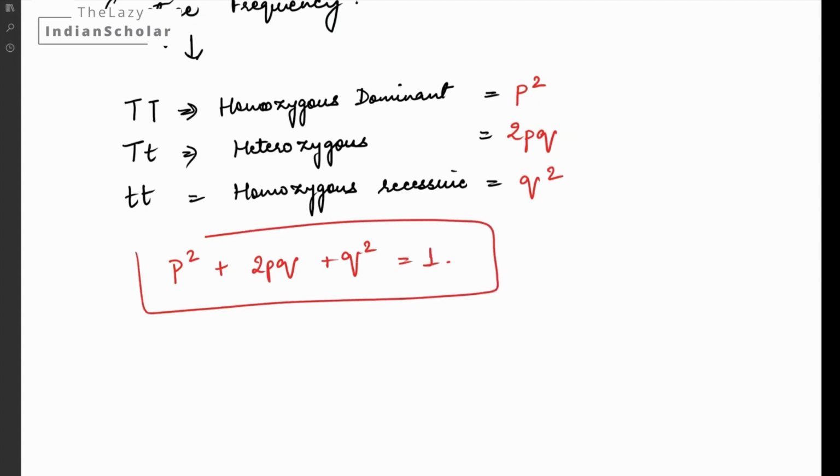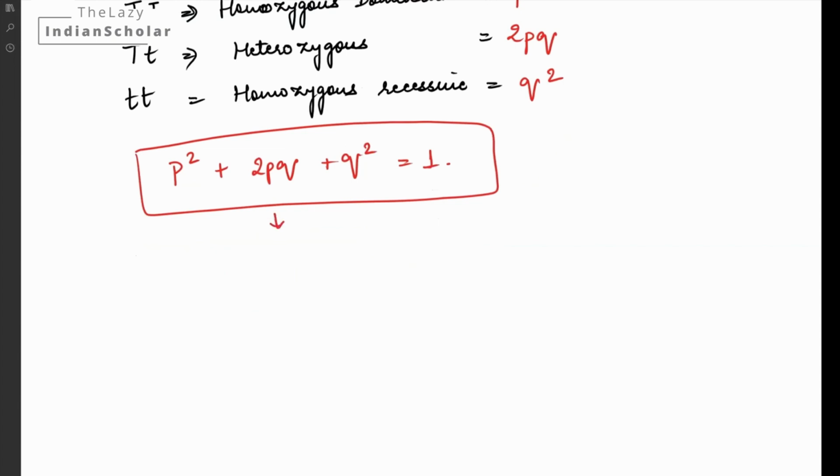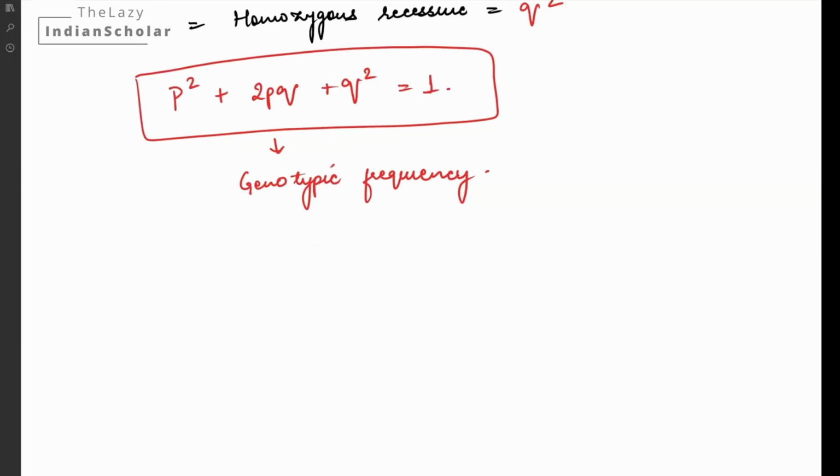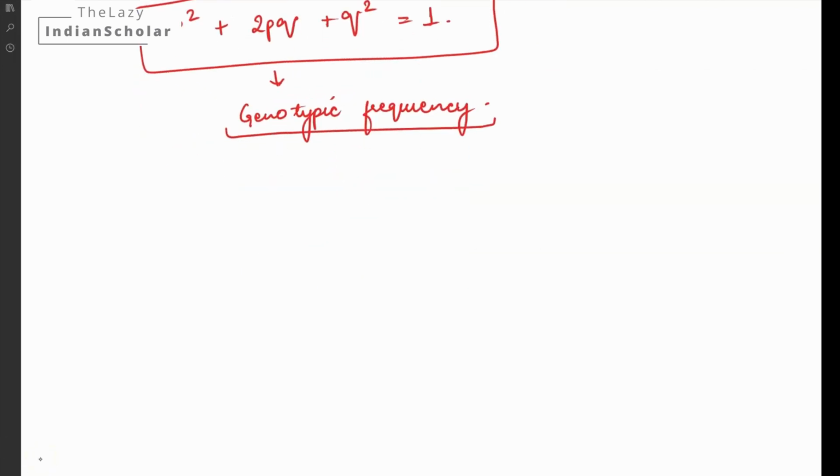This equation tells us the expected frequency if no evolution is taking place. This is the expected genotypic frequency, and if the actual frequency differs from the expected value, it means something is causing change in the population and evolution is taking place. But if p square plus 2pq plus q square equals 1, then there is no evolution.